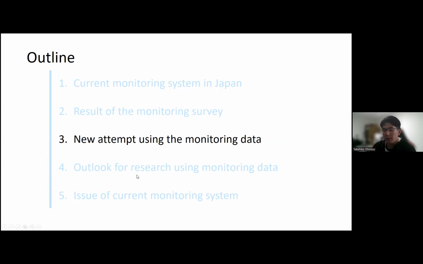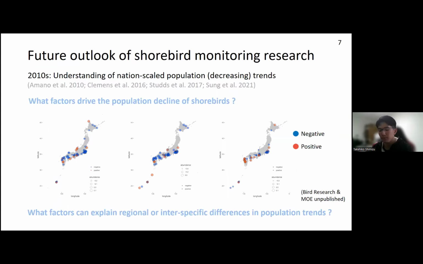So until now, I've been talking about the fundamental shorebird population and its changes in Japan. Then I show you some research based on monitoring data. These include seminal and the latest ones. Before the concrete explanation, I show overall histories around the monitoring survey. Research using shorebird monitoring data increased in the 2010s. In this period, shorebirds' decline trend was described in many regions in the East Asian-Australasian Flyway.